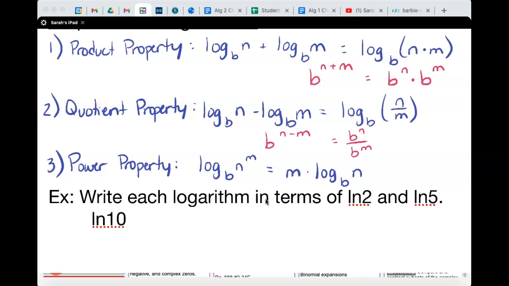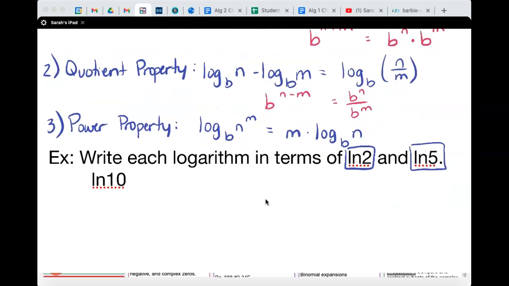Okay, so we're going to rewrite the logarithm in terms of natural log of 2 and natural log of 5. So we're going to use our lovely properties to rewrite the natural log of 10. When I'm looking at it, I just need to work with the 10, and how can I use 2 and 5 to create a 10? First off, multiply. So I could rewrite it as natural log of 2 times 5. That's the same thing as natural log of 10. So once I have it broken like this, I can use a property to separate it into two different logarithms.